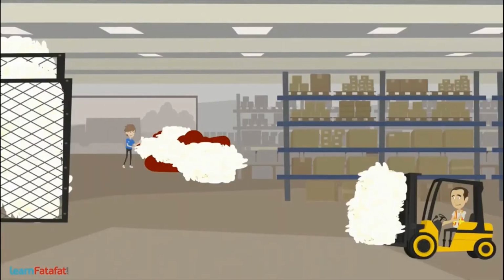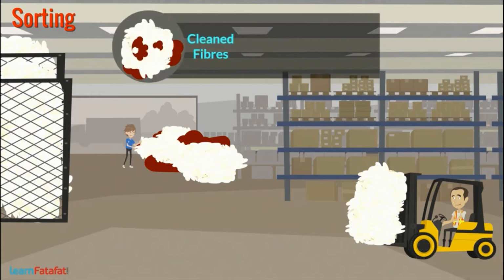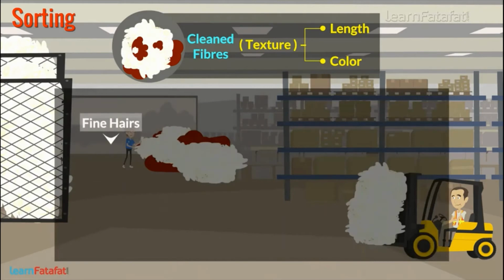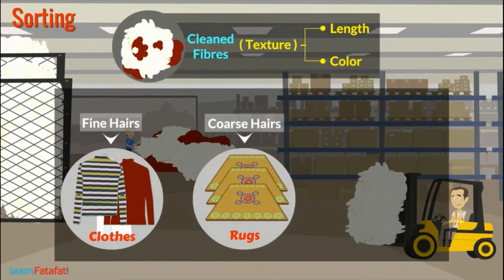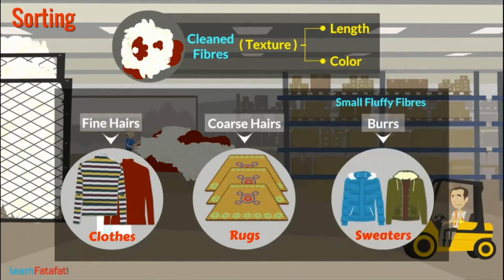After scouring, the next step is sorting. In this step, the clean fibers are taken to the factory where they are separated according to texture such as length and color. The fine hairs are used to make cloths while coarse hairs are used to make rugs. There are small fluffy fibers called burrs present on the fleece. These are removed and used as burrs on sweaters.